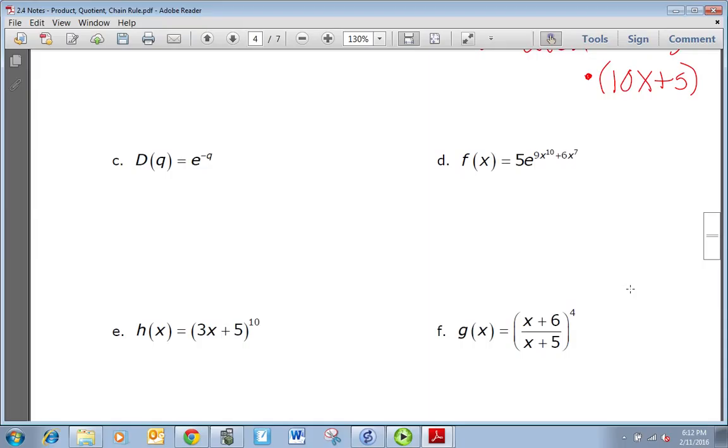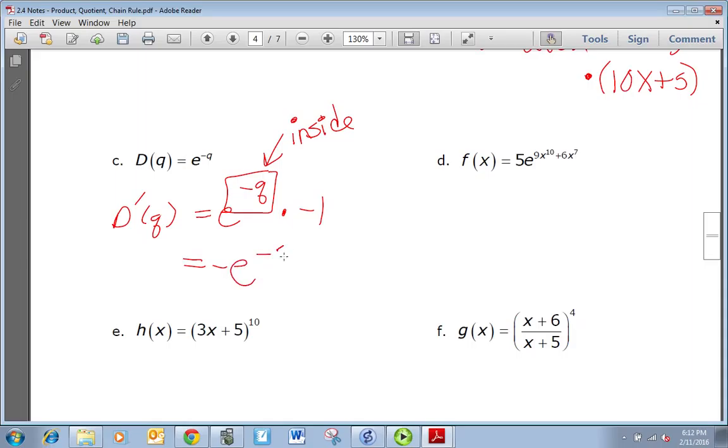With the e, if it's just plain old e to some variable, like e to the x, then the derivative is e to the x. But if you put a negative in front there, you need the chain rule. So the derivative of e to the negative q with respect to q is going to be e to the negative q, because the derivative of e to the anything is itself, but then you have to multiply by the derivative of the inside, and the inside is that negative q. So the derivative of negative q is negative 1. So we get negative e to the negative q.